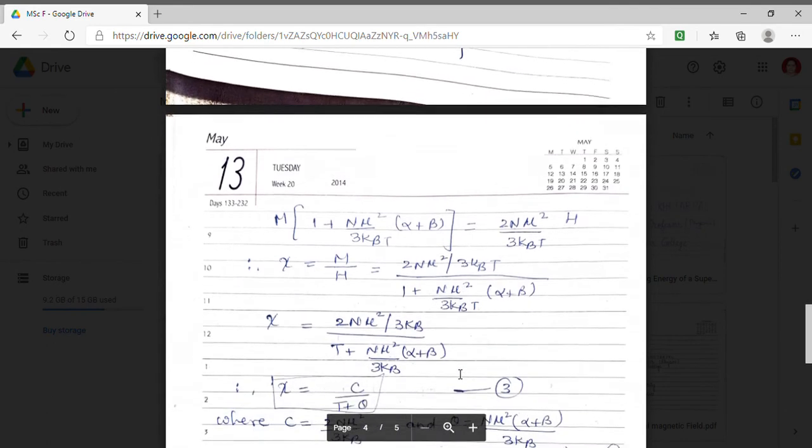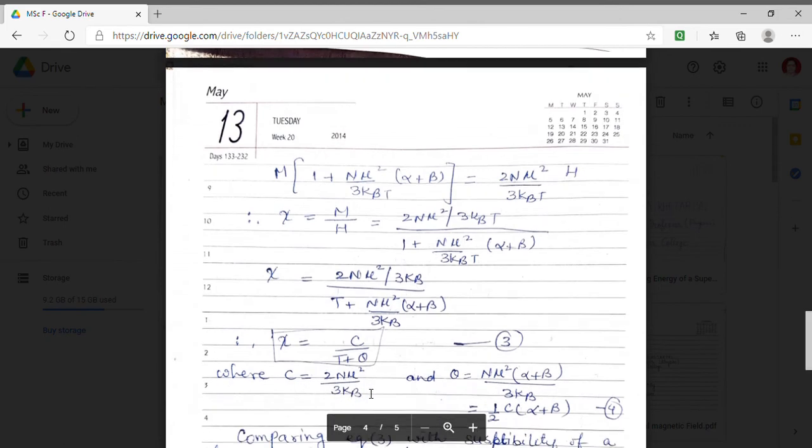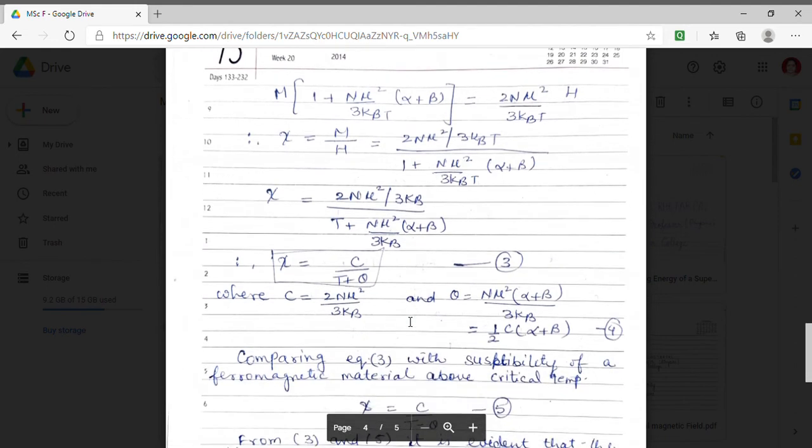This can be expressed by multiplying with the temperature T: chi equal to 2 n mu square upon 3 kB divided by T plus n mu square upon 3 kB into alpha plus beta. Here in the numerator, I have substituted 2 n mu square upon 3 kB to be C, and in the denominator, I have substituted n mu square multiplied by alpha plus beta upon 3 kB to be theta. My susceptibility comes out to be chi equal to C upon T plus theta.